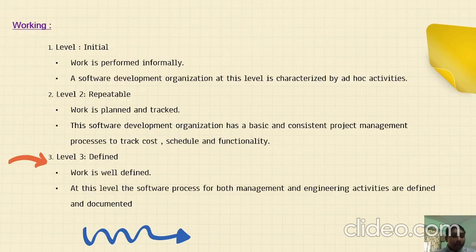Working for the CMM is like this. The first one is level 1, that is initial. Work is performed informally. A software development organization at this level is characterized by ad hoc activities. Level 2 is repeatable. Work is planned and tracked. This software development organization has a basic and consistent project management process to track cost, schedule, and functionality. Level 3, that is defined. Work is well defined. At this level, the software process for both management and engineering activities are defined and documented.